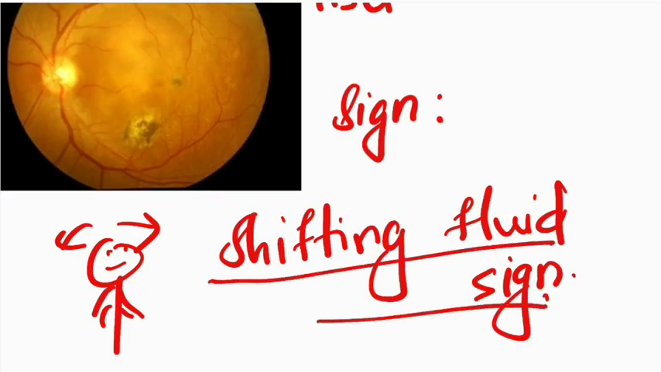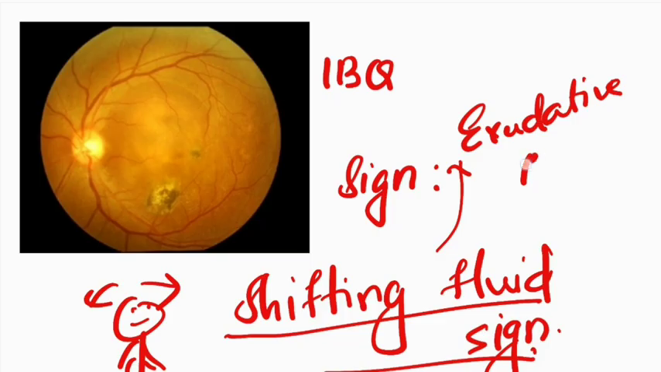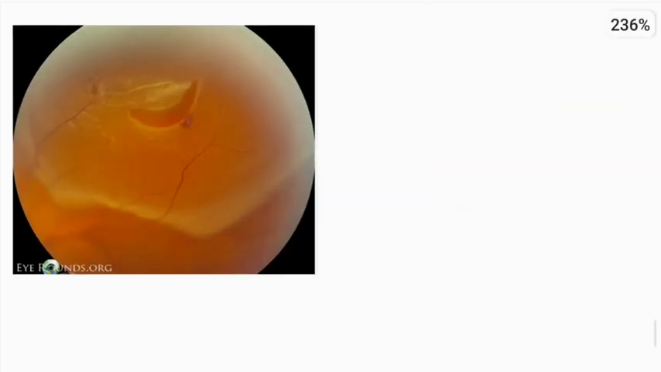In which type of retinal detachment do we see it? We see it in exudative retinal detachment. Very important. Now question to you, identify this. This is also retinal detachment only. What kind of retinal detachment is it?